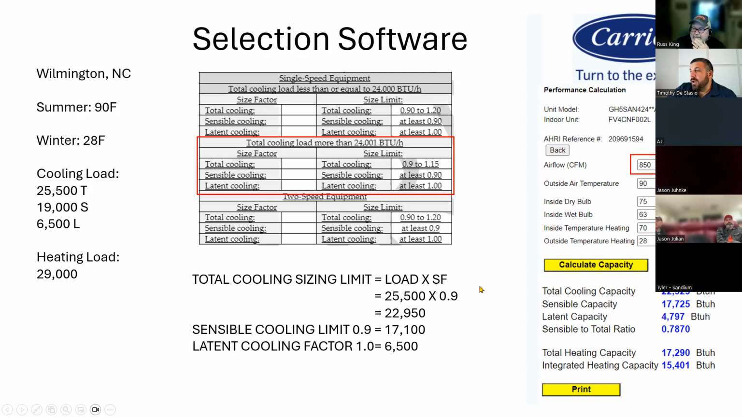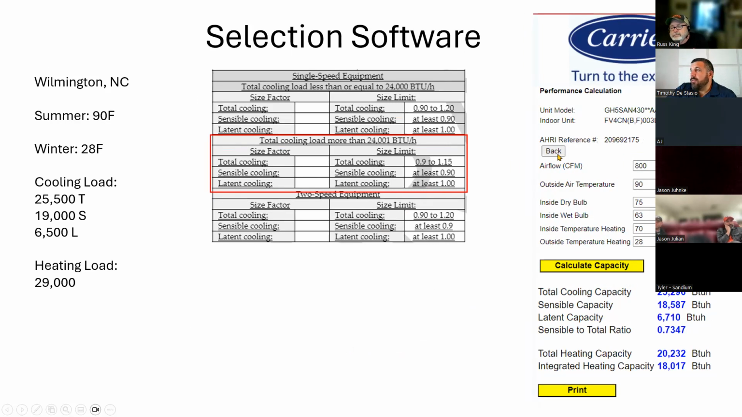So far, so good, right? But look what happened to our latent load, our latent capacity. Our load's 6,500. Our latent capacity dropped to under 5,000. So we're not going to meet our latent load. We are not compliant. This unit is just not going to work. So let's bump up to the 2.5 ton unit here. So this is another matchup. Next size up. Let's see what happens.